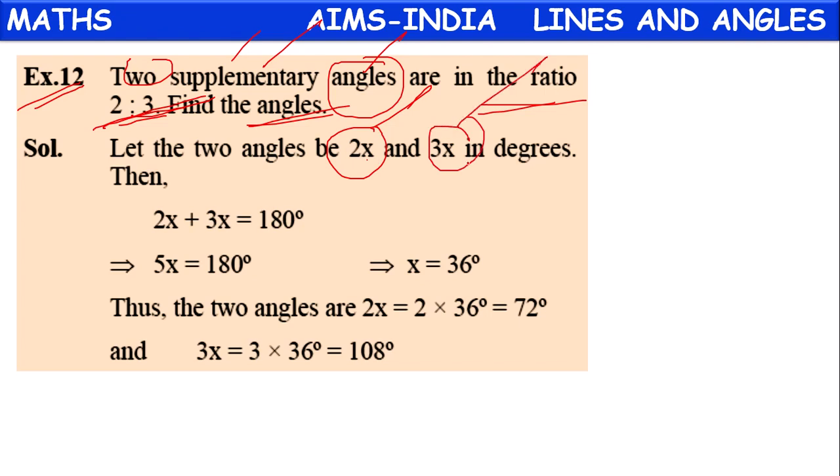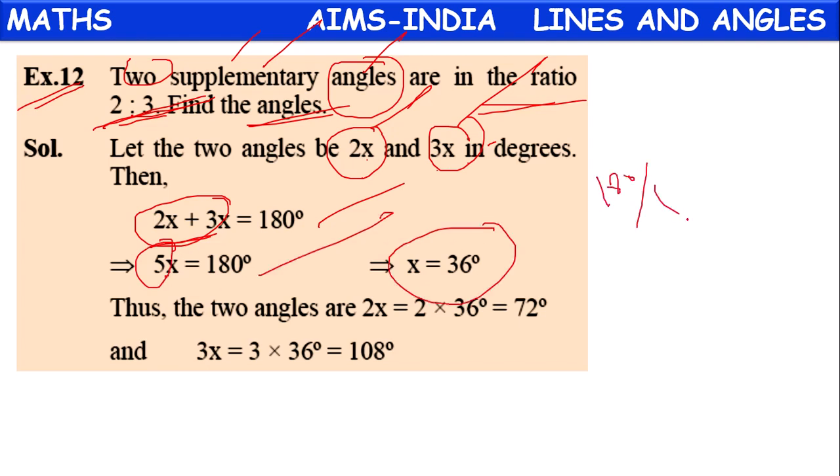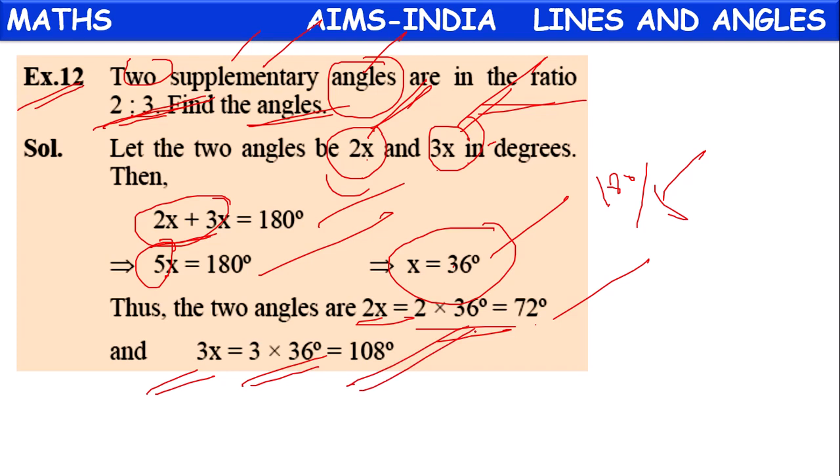and the other angle 3x. Their sum, 2x plus 3x equals 180 degrees. 5x equals 180 degrees. x equals 180 by 5, which is equal to 36 degrees. So then what are the angles? One is 2x, another one is 3x. 2x equals 2 into 36, 72. 3x equals 3 into 36, 108.